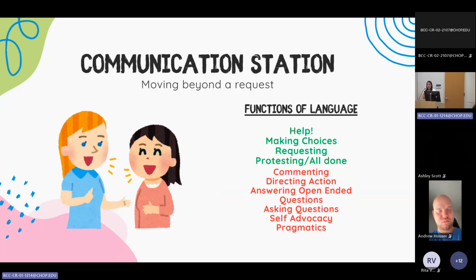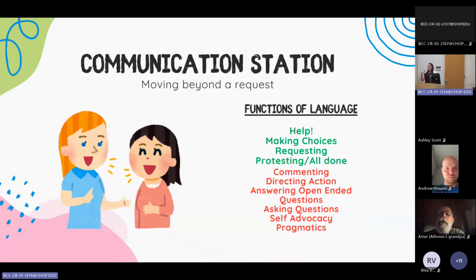What's next? And I would push back and say, well, how often in your conversation throughout the day are you just asking for help, making choices, requesting, or protesting? As adults, hardly ever. We're asking questions of other people. We're saying, oh, hey, I like your shoes. That outfit looks great today. We're communicating a lot more than just the basics. So our kids deserve the opportunity to communicate more than just the basics too.